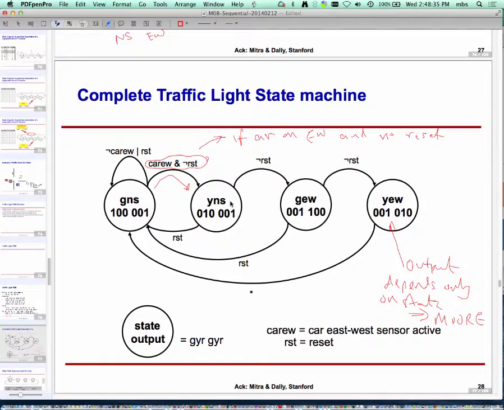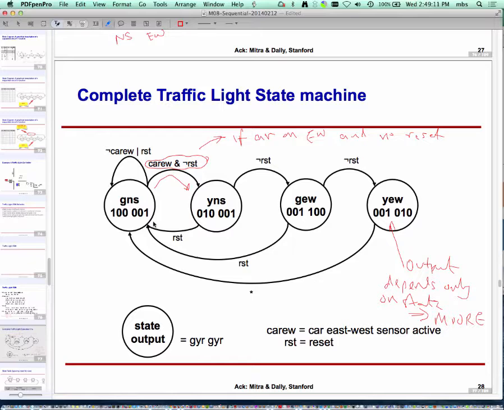Going back here. Once we reach yellow north-south, if there is a reset, I go back. If there is no reset, then after one clock cycle, I move to green east-west. This is the point he was making: I'm staying only for one clock tick in this state, so my clock has to be slow. So if not reset, I go to green east-west. Again, if the reset comes, I go back immediately. Otherwise, if no reset, I move to yellow east-west. And then finally, I go back to green north-south. So that's my very contrived example.